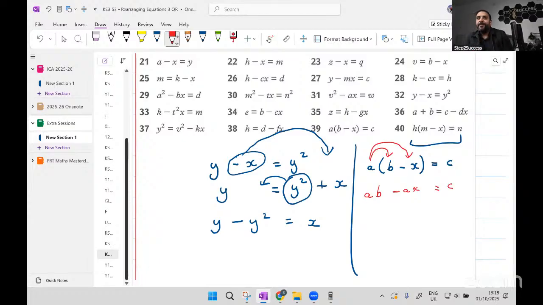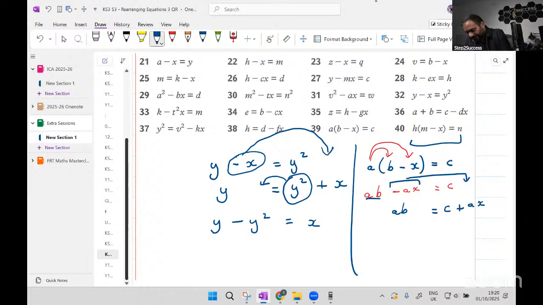Then this becomes kind of like the question I did before, where this thing that I'm trying to make the subject, X, is right now a minus because it's got a minus attached to the front of it. I'm going to move all of this to the other side. So on the other side, I still have my C, but this minus AX has become plus AX. And then on this side, I've still got this AB.